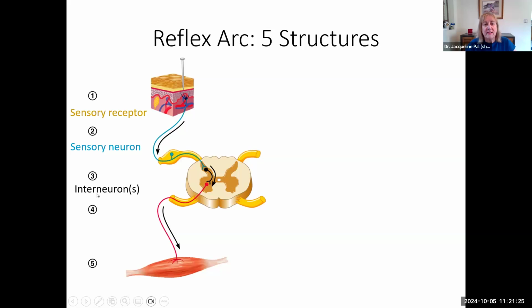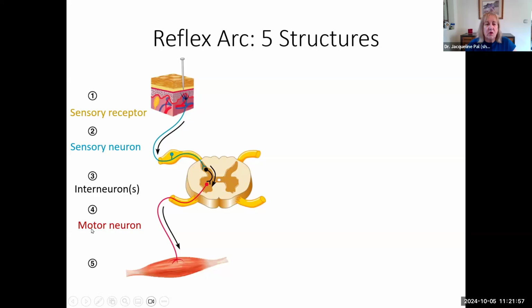The third structure is an interneuron. Now this drawing only shows one, but I put the S here because it can be more than one interneuron. And remember, interneurons are 100% within the central nervous system. So this is showing the cell body. So the cell body is always represented by a ball and a stick figure drawing of a neuron. And then the axon is the stick, and then the little V shape is the axon terminal. So that is showing the interneuron.